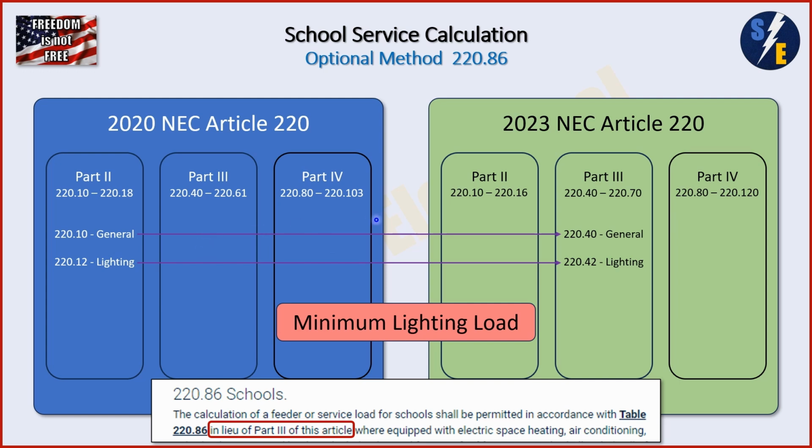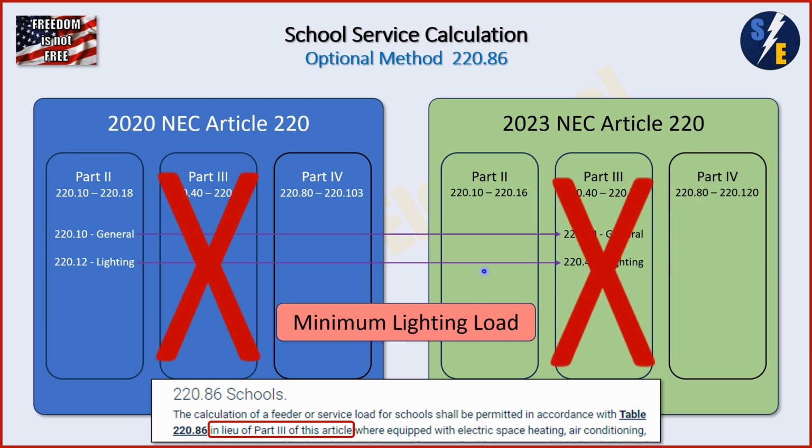Now with this shift in 2023, they moved the minimum lighting load to part 3. So what that does is, since we are not using part 3 for this calculation, all of a sudden we don't have a minimum lighting load to use in our calc because part 3 has been exempted. So now we've got to figure out how to figure out our lighting loads. And the only way to do that is to actually add up every connected lighting load and add it to the rest of the loads in part 2.